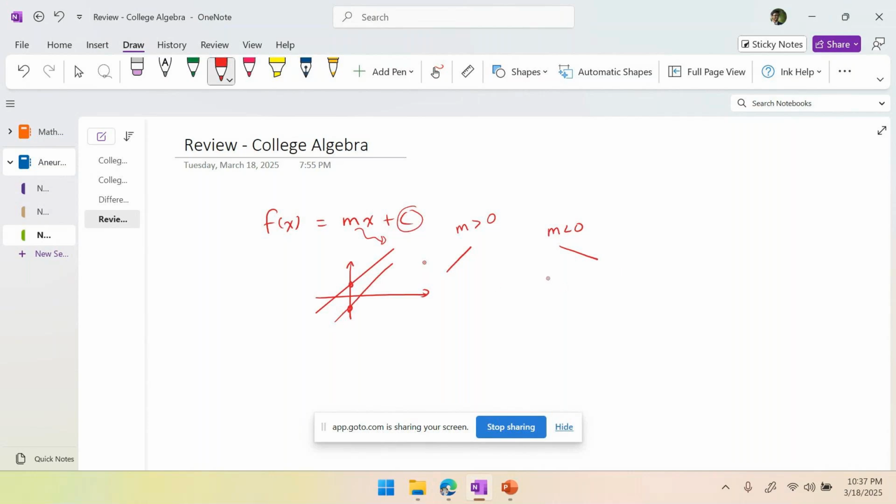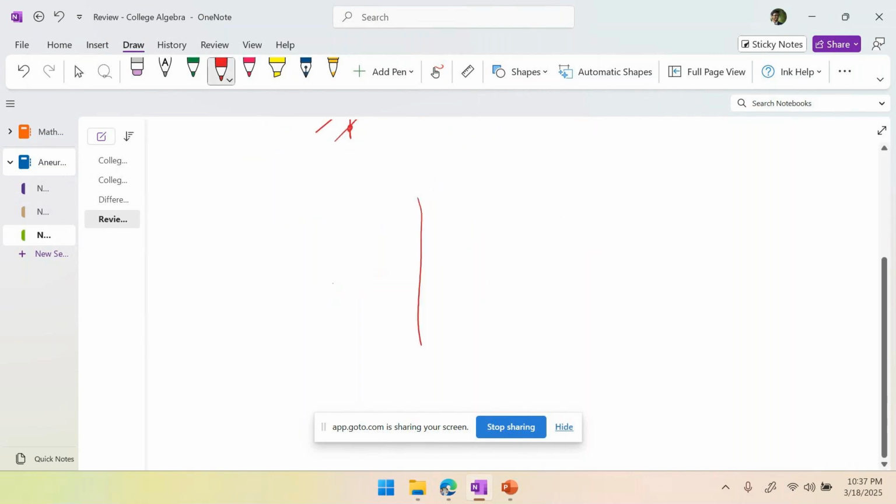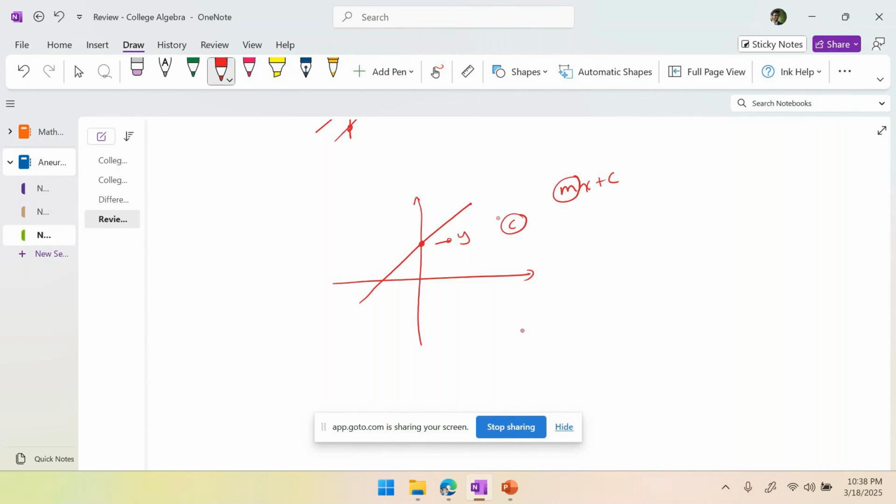So basically, if they give you a slope and an intercept, you should be able to write down the formula of the straight line. And also, if they give you a diagram of a straight line, something like this, you should be able to extract the y-axis intercept, which is the c value in the formula mx plus c, and then you should know how to calculate the m value.